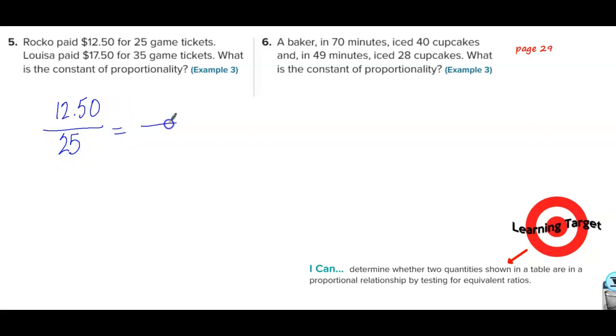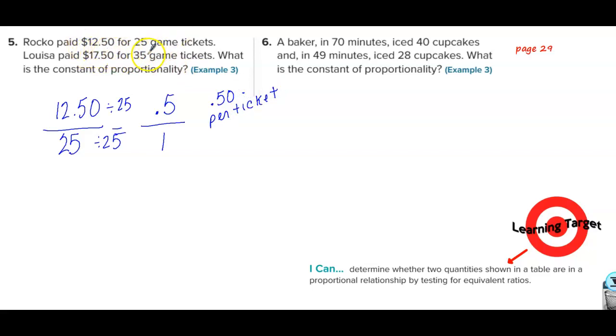all right, what we want is this to be over 1. So we would divide top and bottom by 25 to find out what she's paying per ticket. All right, don't worry, I have my handy dandy calculator of math here. $12.50 divided by 25 is 0.5. Okay, so she's paying 50 cents per ticket. That's her unit rate. Now, or his unit rate.